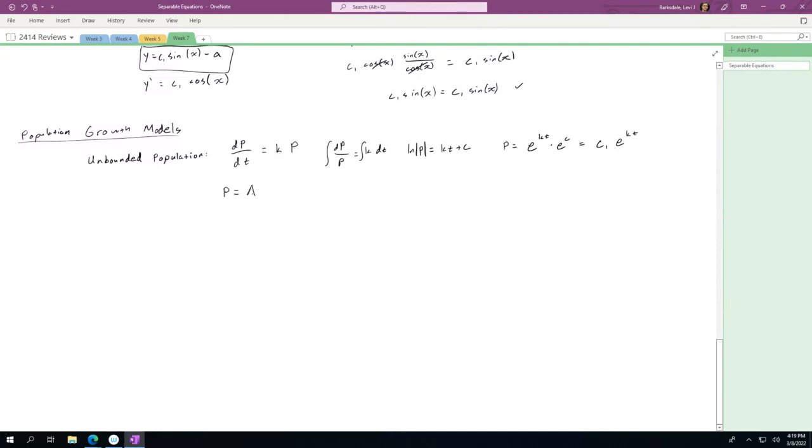You'll often see c written as a, so p equals a e to the kt. So those are our two main equations for unbounded population. We have the differential equation and then the solved form. And notably, in this case, your a value is equal to your initial population, so your population at time t equals 0.